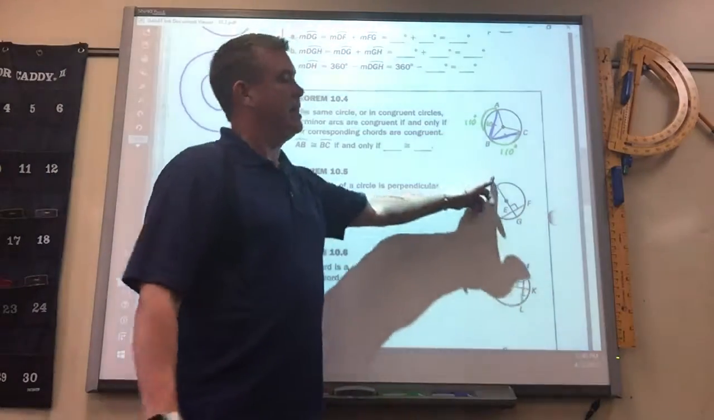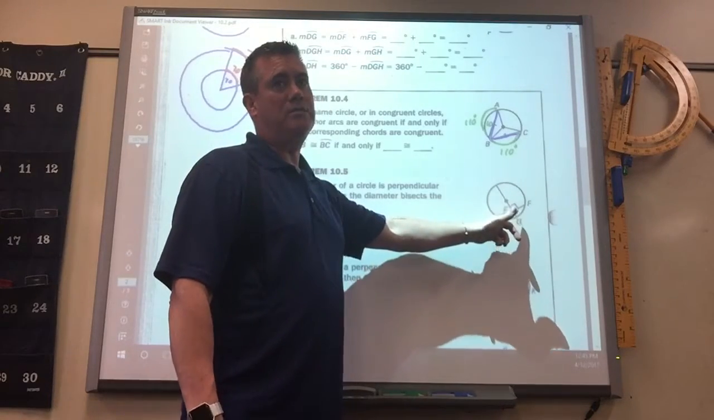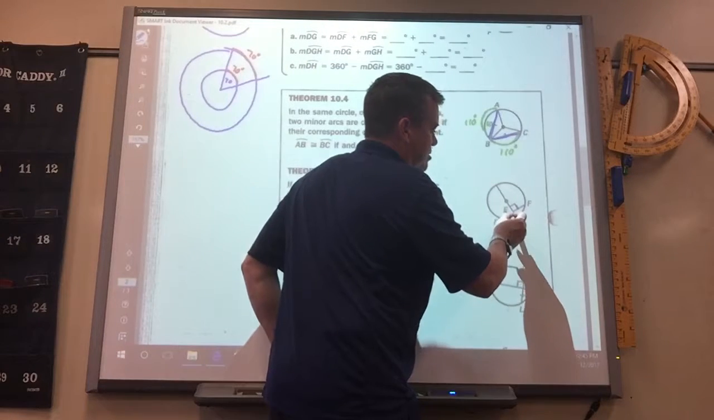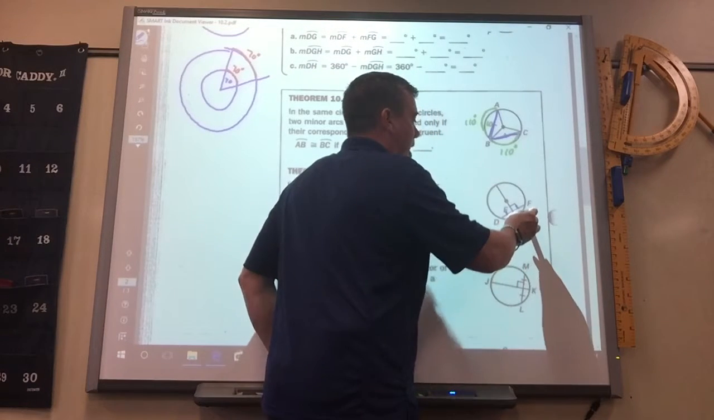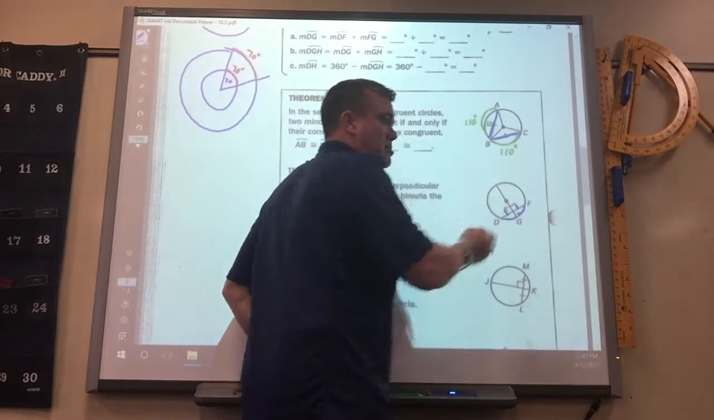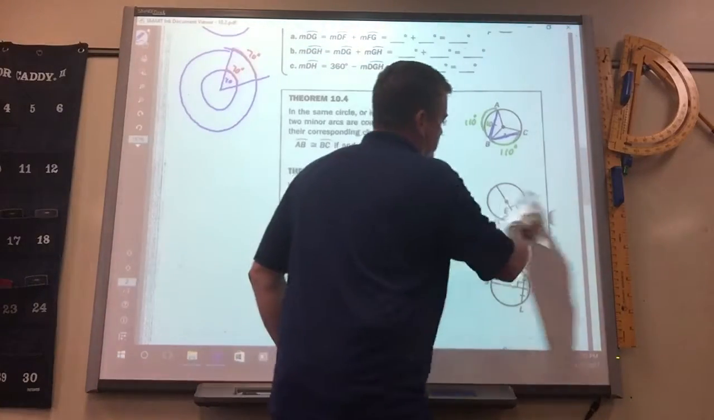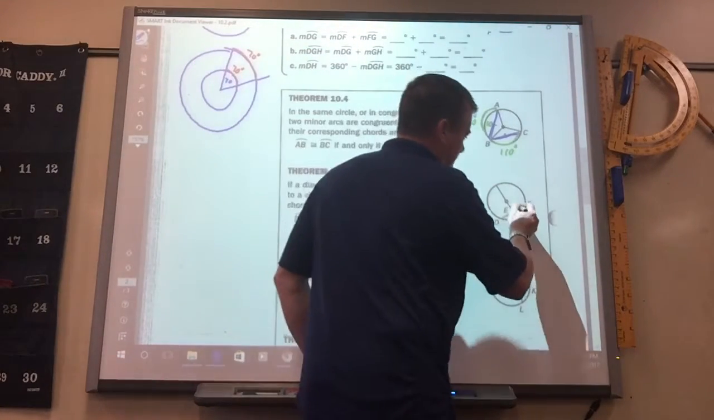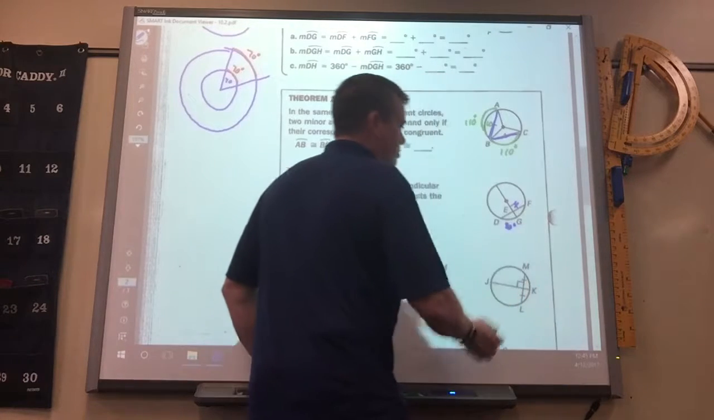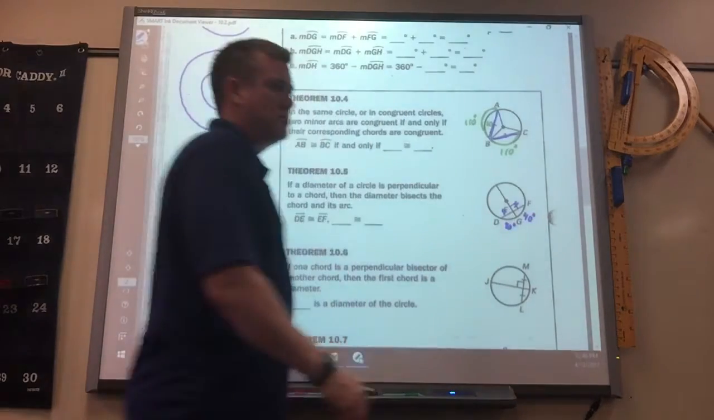If you've got a diameter that's perpendicular to a chord, 2 things happen. It's going to bisect this, so this piece equals that, and this arc is going to equal that arc. It cuts that arc in half. So if you saw this picture and they told you this length was 4 and this was 40 degrees, that means this would also be 4 and that would be 40 degrees. Okay?